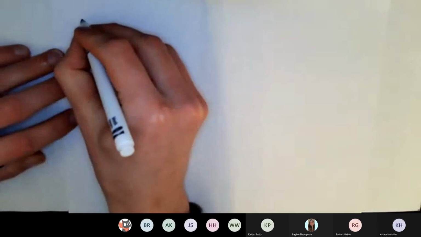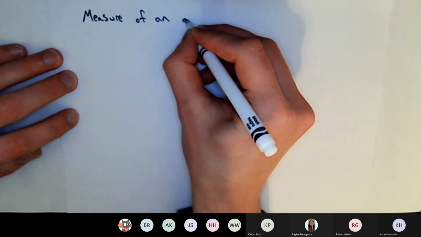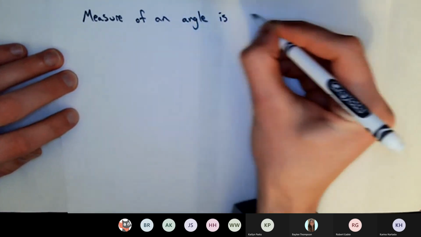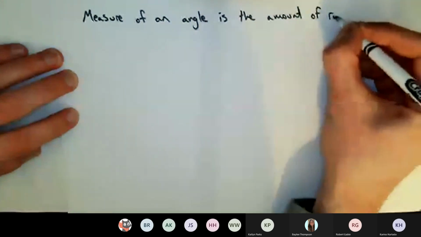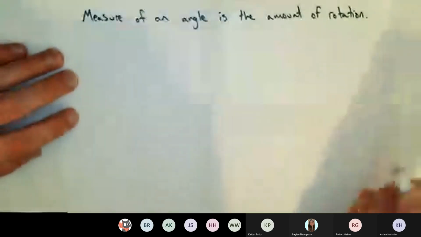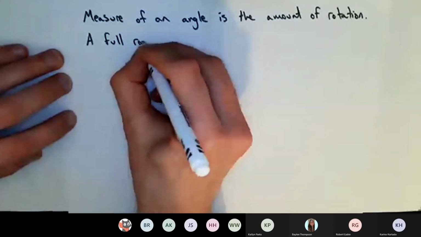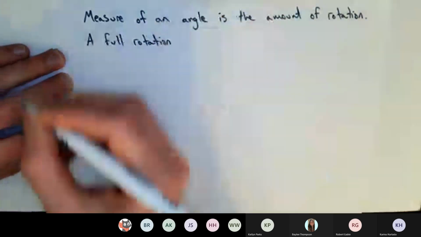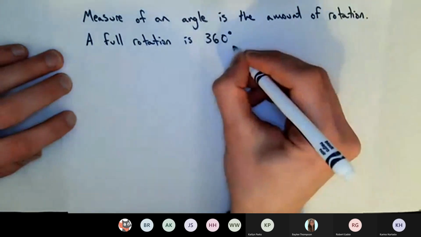Let's keep moving to let's define the measure. I've already written down the measure of an angle, but let me just say precisely what it is. The measure of an angle is, we could just say, the amount of rotation. A full rotation all the way around back to the starting point is 360 degrees.